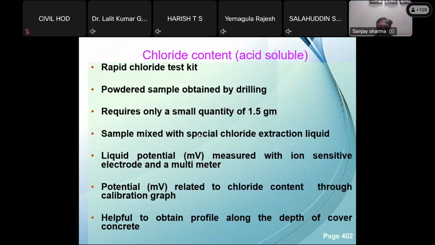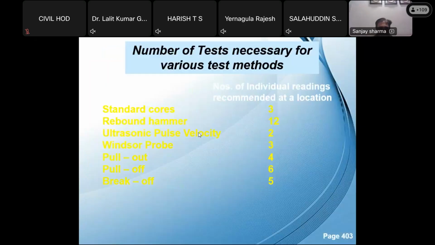Again, chloride content is very important there. So here you have to see what number of tests are required: standard core 3, rebound hammer 12, porosity 2, in what particular element.